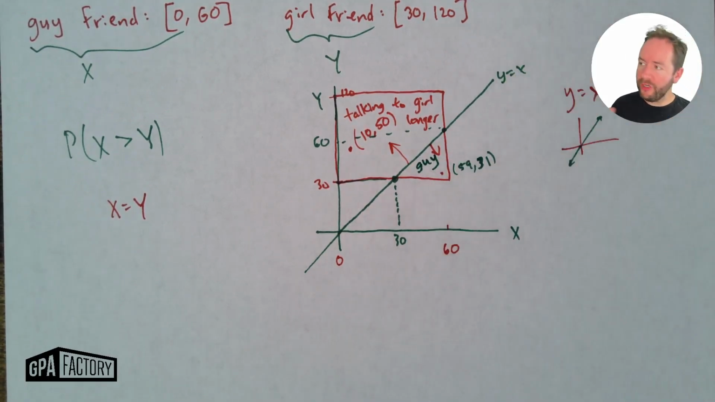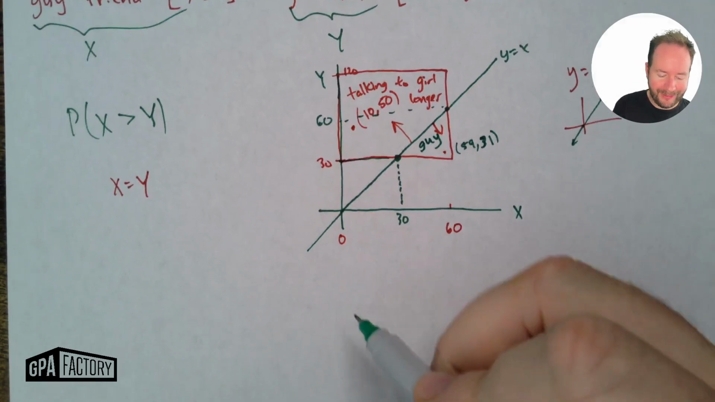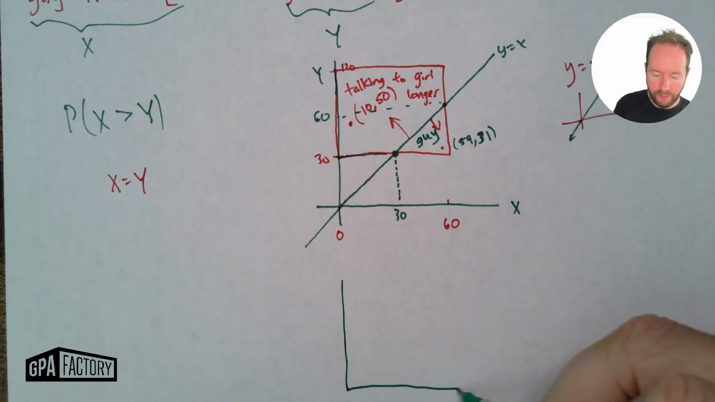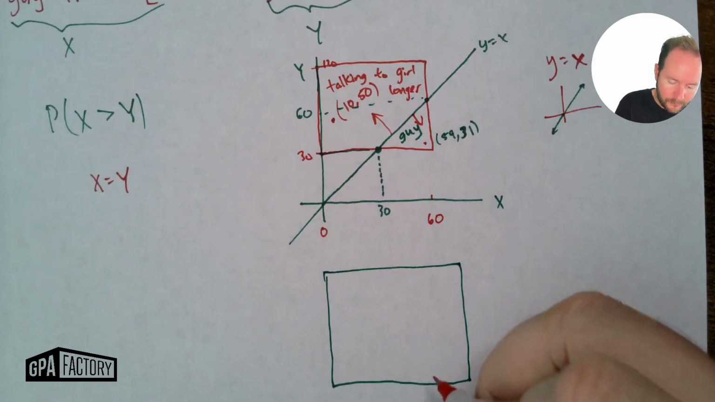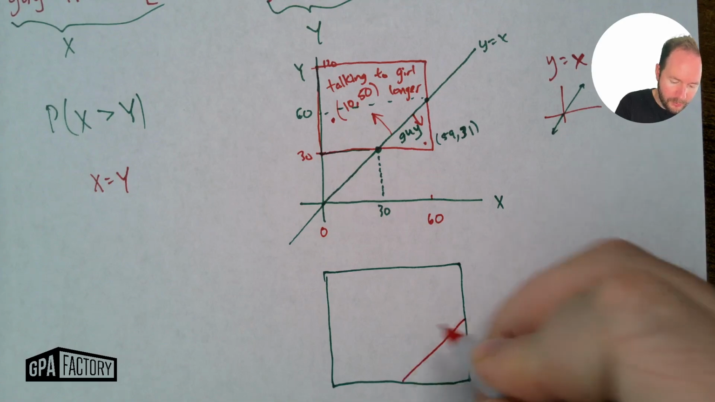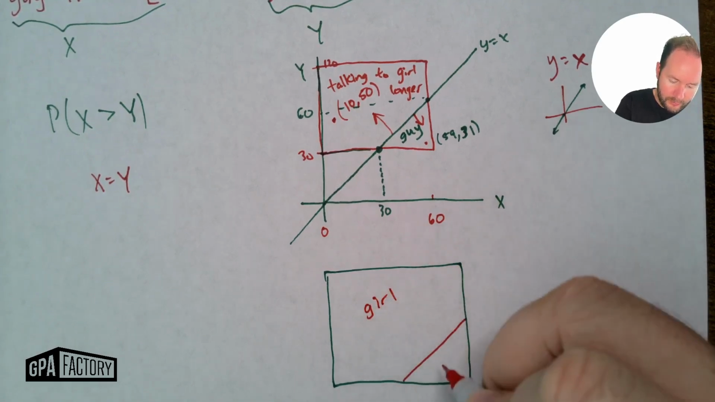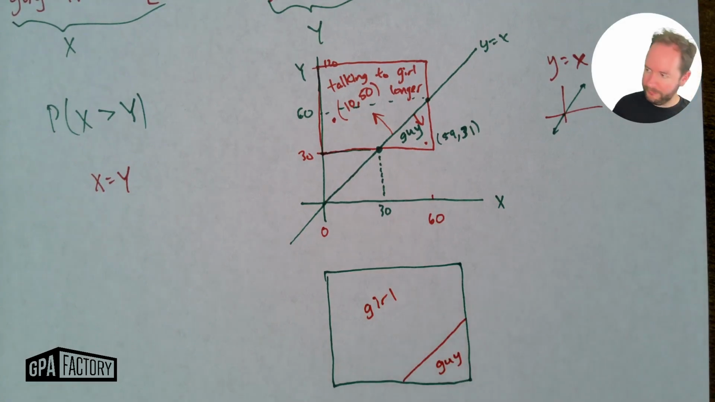So we see this rectangular region. I'm going to draw this rectangle again. It's partitioned into two spaces: a space where I talk to the girl longer, and a space where I talk to the guy longer. Now all I need to do is figure out what fraction of the whole area is the guy.